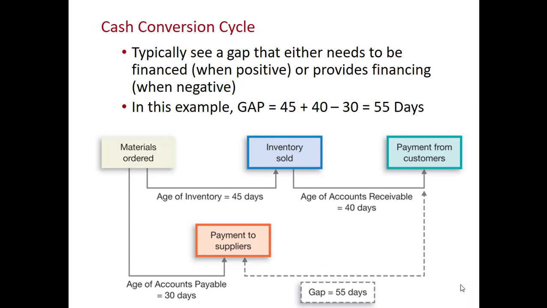The cash conversion cycle typically does not match, so what we see is there's usually a gap. For example, inventory takes 45 days to be sold. Accounts receivable are not collected for another 40 days, tying up cash in total for 85 days. The company pays its suppliers in 30 days, leaving a gap of 55 days. This gap will have to be managed either by having large cash balances at the start of the year or by borrowing or otherwise generating cash to finance the gap.